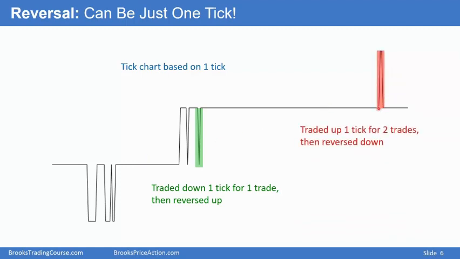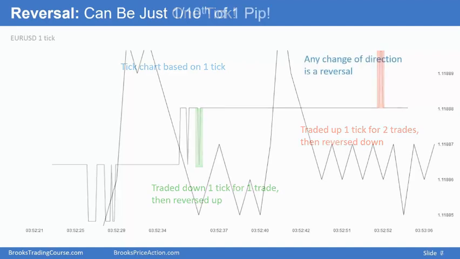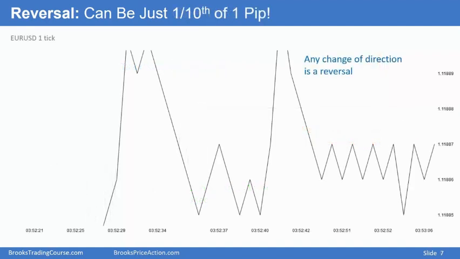The market traded down. The next trade, it traded up. The trade after that, it traded down again. It went up and went down. It's a reversal, even though it's only 2 trades, up and then down, and it took place probably in a fraction of a second. It's still a reversal. Any change of direction is a reversal.